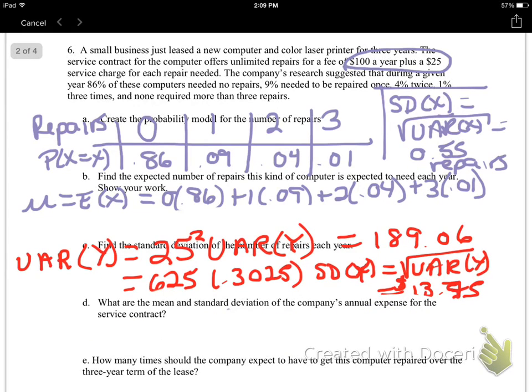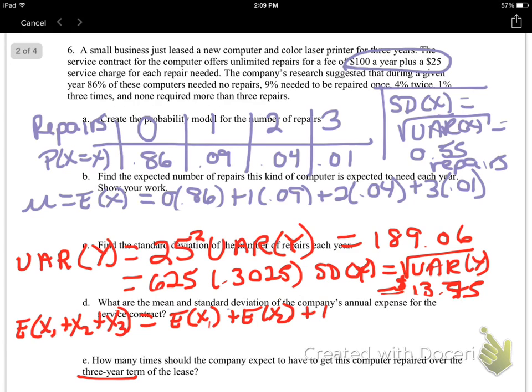Okay, so E is for a 3-year lease. Okay, it's not particular. So it's the expected value of x1 plus x2 plus x3, which is the expected value of x1 plus the expected value of x2 plus the expected value of x3, which is 0.2 plus 0.2 plus 0.2, which is 0.6 repairs.